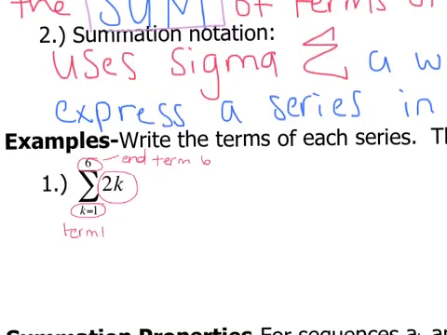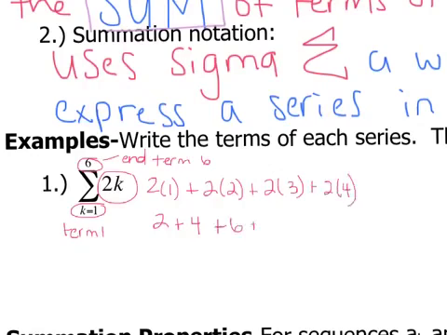So to find term 1, we plug in 1. So we are going to say 2 times 1, which is 2, plus, because a series is a sum, okay, we need to find the second term. So 2 times 2, which is 4. We need to find the third term, so 2 times 3, which is 6. We are going to continue that up through what?